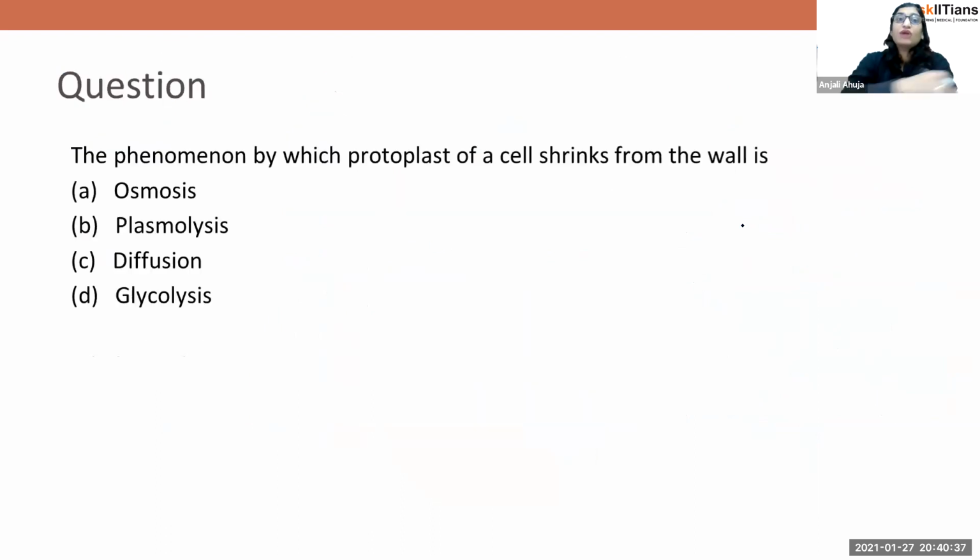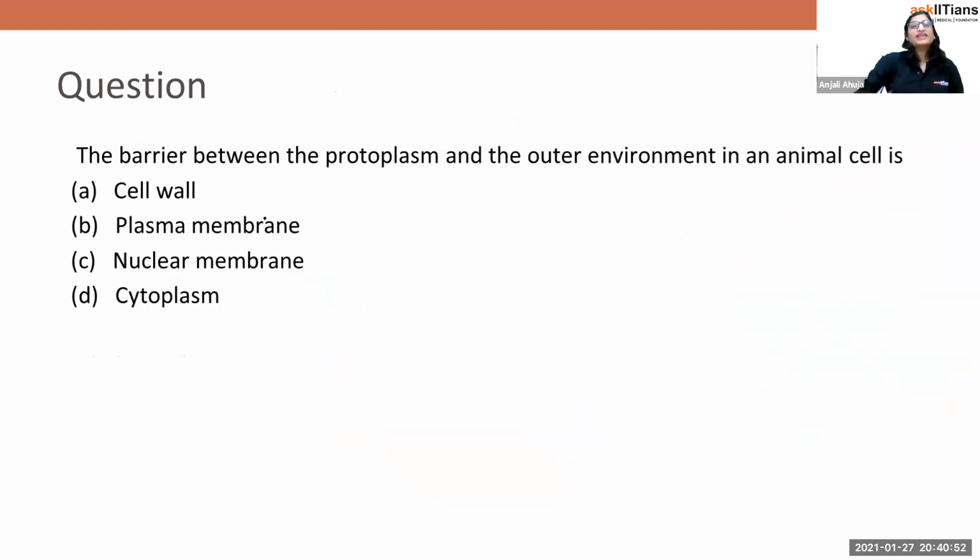Now, the phenomenon by which the protoplast of a cell shrinks from the cell wall is plasmolysis. I should have given you the example of being flaccid also. Now, the barrier between the protoplasm and the outer environment in an animal cell is the plasma membrane.